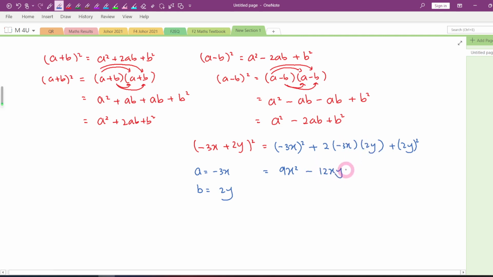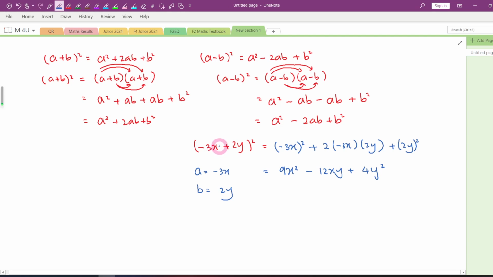xy. X times y, you get xy. So 2 squared, you get 4. So y squared, you get y squared. Okay, so this is the answer. You will notice that this is positive, but why is this one negative? Because it is affected by the negative in front of the 3x. So if you are using this formula, you need to be more careful.